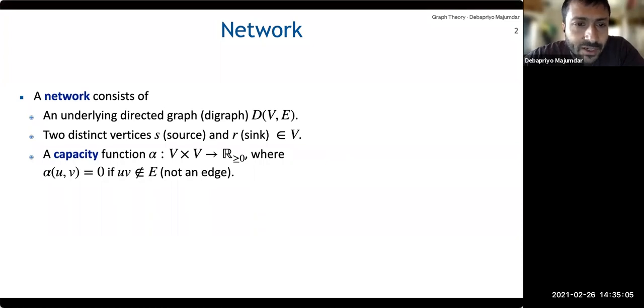A capacity function from V cross V to non-negative real numbers. So V cross V to non-negative real numbers means for any two vertices, there is a capacity. And the capacity is at least 0, but can be more than that. So that means the capacity of the flow, of whatever can flow from any vertex to any other vertex.